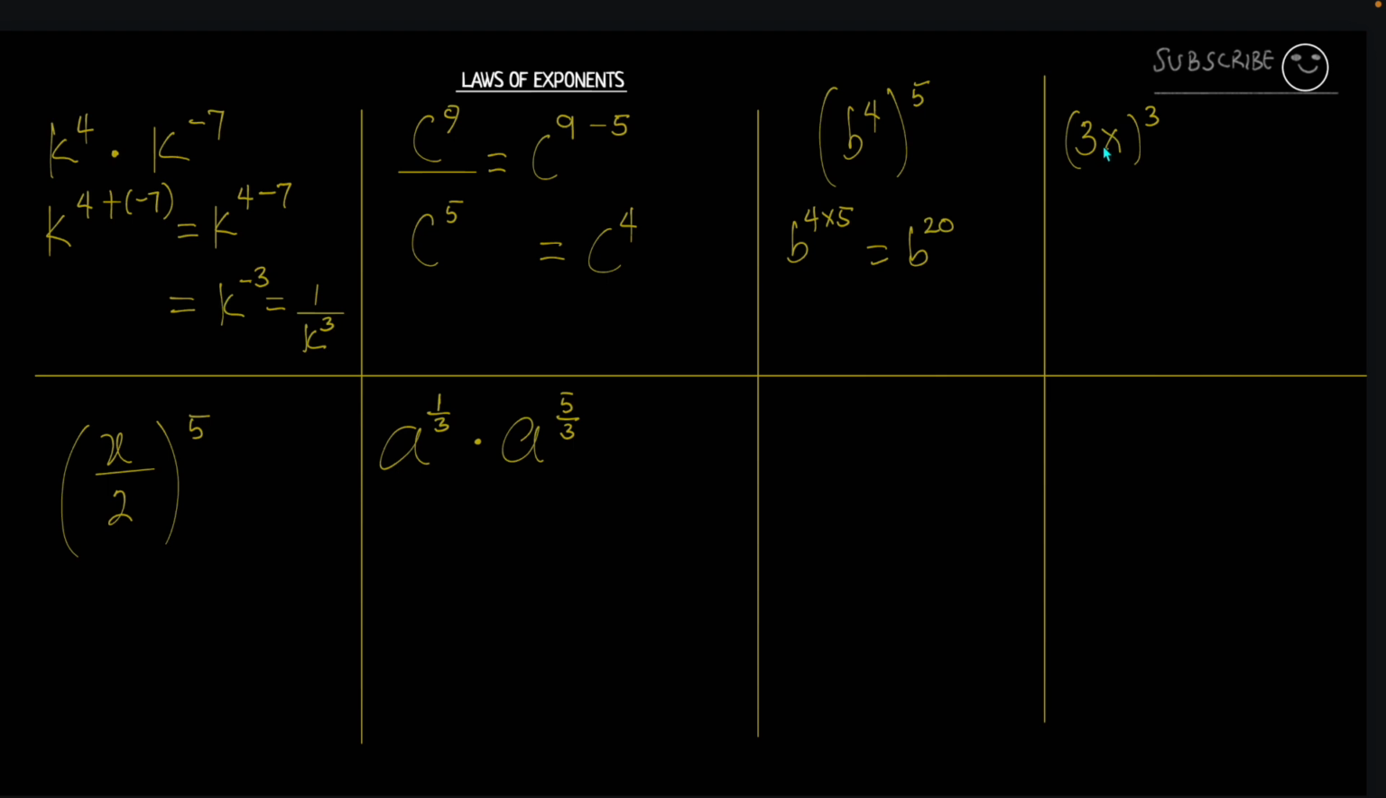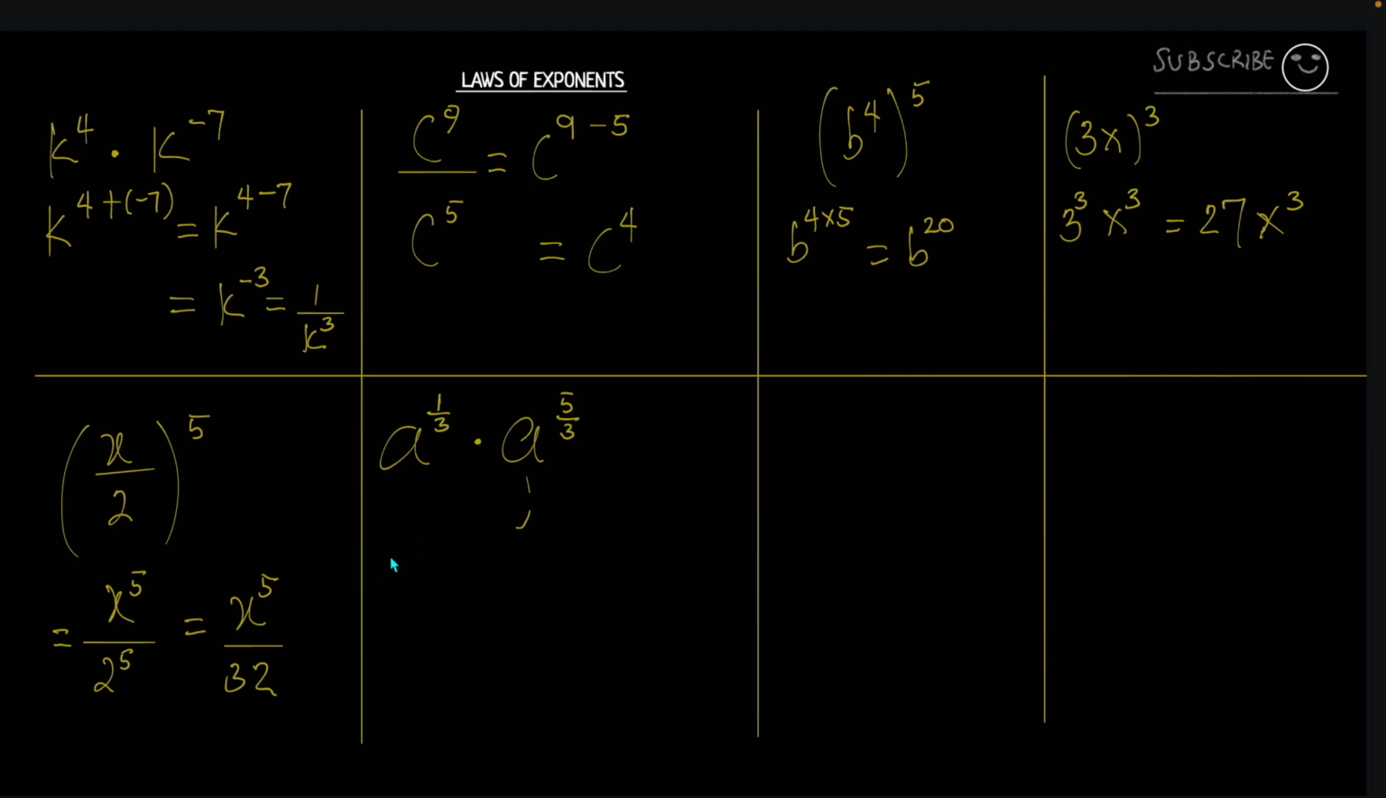Here we have a power of product. So this becomes 3 raised to the power of 3, x raised to the power of 3. 3 raised to the power of 3, if you decide to take it a step further, it's going to be 27. That is 3 times 3 times 3, and x raised to the power of 3. Next, this is a power of quotient. So that's going to be x raised to the power of 5 over 2 raised to the power of 5. This equals x raised to the power of 5 over 32, since 2 raised to the power of 5 equals 32.